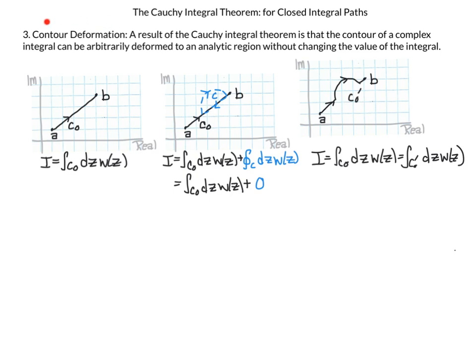And that, again, is our theorem of contour deformation, and it's like a total abuse of the Cauchy integral theorem, but it's an amazing, very clever way of abusing this theorem.